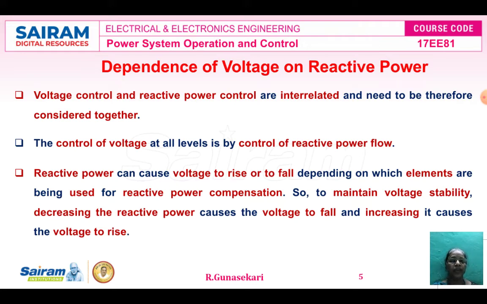Suppose we want to maintain voltage stability, for example by decreasing the reactive power. What happens in the power system? If the reactive power decreases, the voltage falls, and a voltage drop will occur in the power system. Suppose we increase the reactive power, what happens in the power system? The effect is that the voltage increases. So both are related. If you decrease the reactive power, the voltage drops. Increasing the reactive power means the voltage rises. That's why the voltage is dependent on the reactive power.